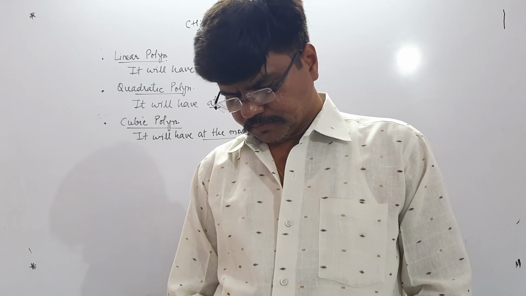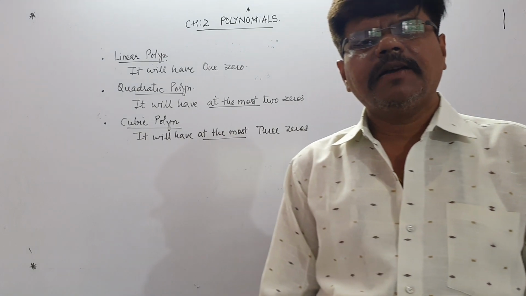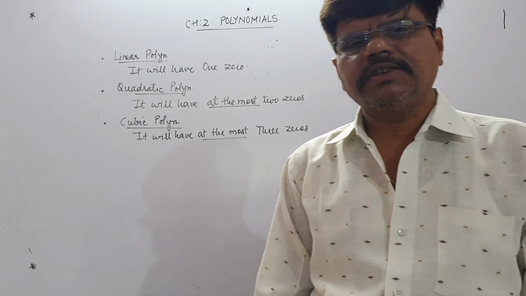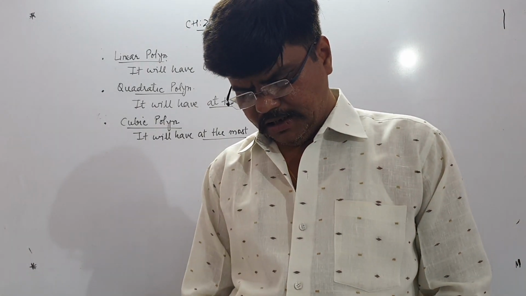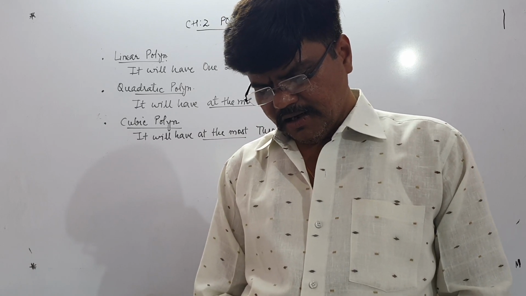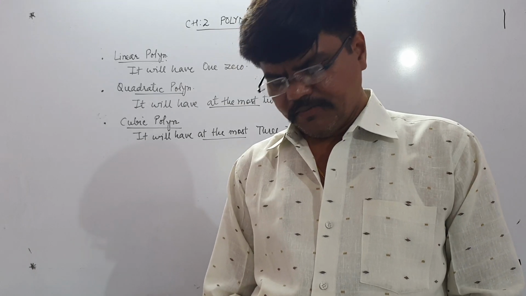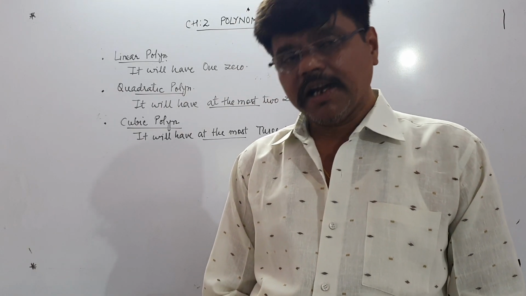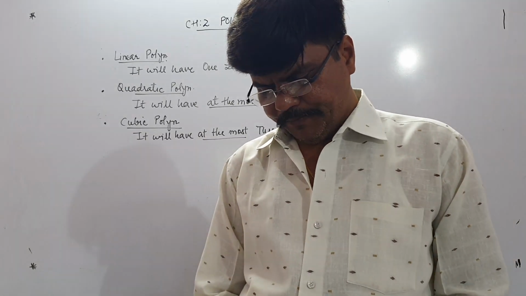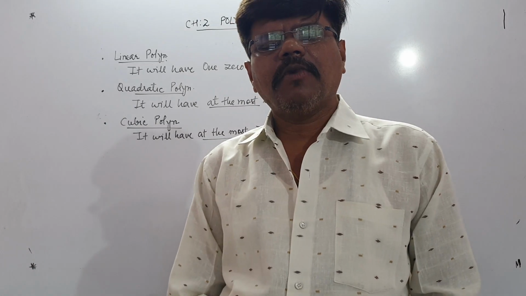Fourth one, 1 plus x. You have the power of x as 1. So it is a linear polynomial. Then 3t. It's again a linear polynomial. R square, quadratic polynomial. It's a quadratic monomial, you can say. And 7x cube. It is again a cubic monomial.